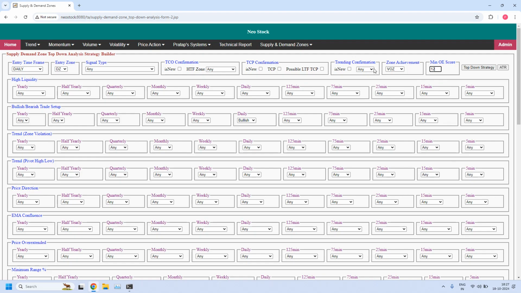With all the three filters, I am generating the report, and all the three filters are applied to the daily demand zone. They are applied to the daily demand zone, not the daily supply zone. That's why setting these parameters is very, very important.